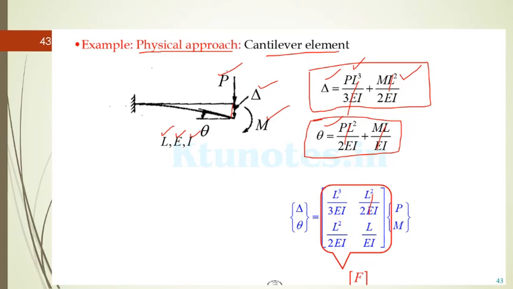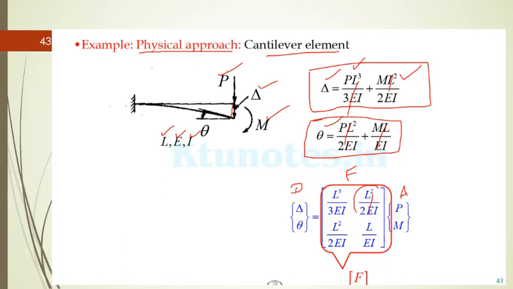So delta and theta are the D, right? They are the displacement, and this is actually the A. So D is equal to F into A. This is the flexibility matrix. And please note that always the flexibility matrix will be a symmetric matrix.